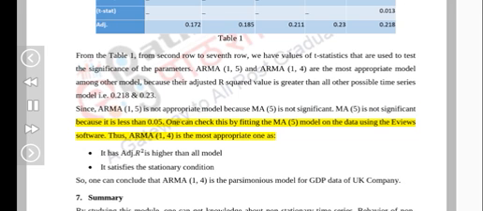One can check this by fitting the MA5 model on the data using the EViews software. Thus, ARMA(1,4) is the most appropriate one as its adjusted R-square is higher than all other models. It satisfies the stationary condition, so one can conclude that ARMA(1,4) is the parsimonious model for the GDP data of the UK company.